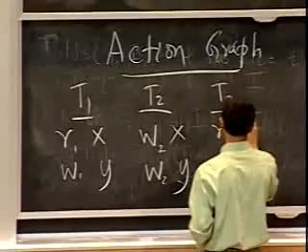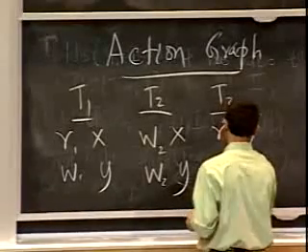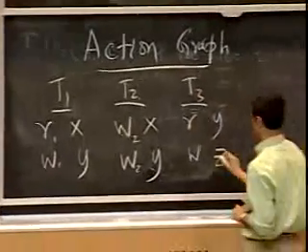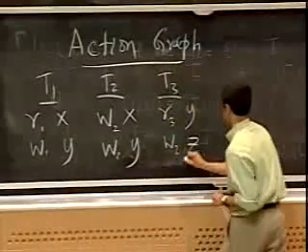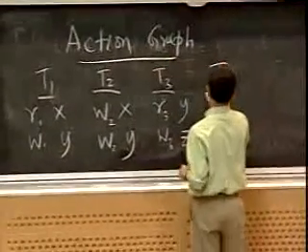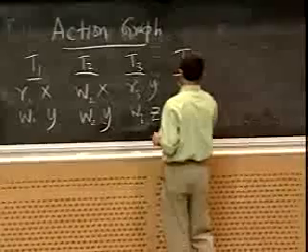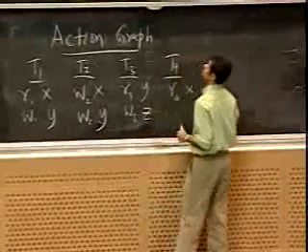Action 3 has a read of y and a write of another variable z. And action 4 has a read of x.